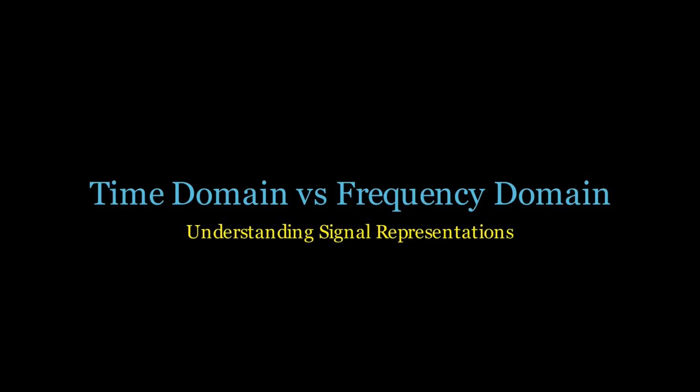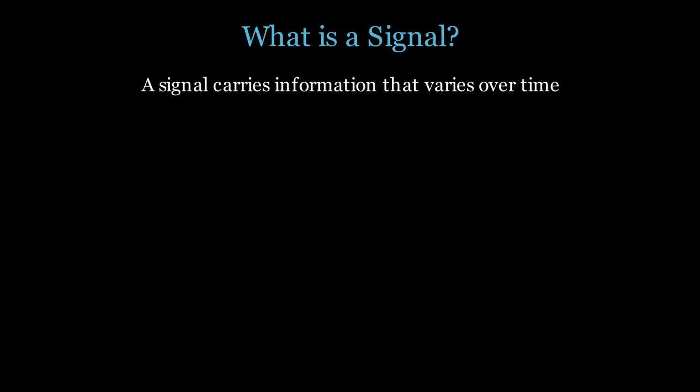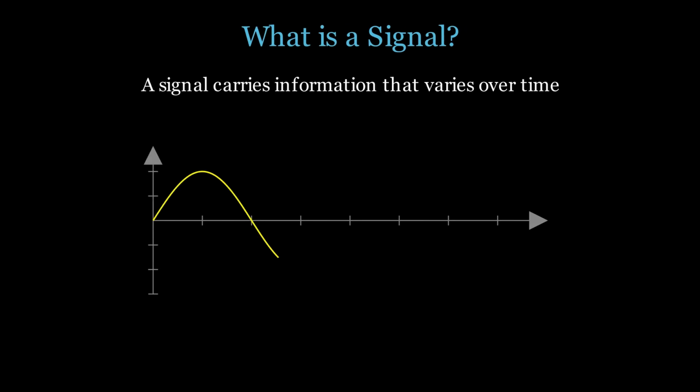Hello. Today we're going to explore two different ways to see the same signal, time domain and frequency domain. Each one shows you something different. Let's make it simple and visual. A signal is information that changes over time, like sound, radio waves, or electricity.